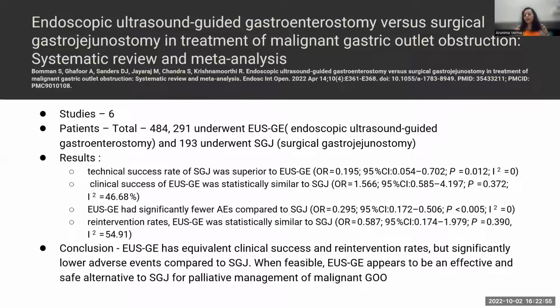found to be similar. So to conclude, it has equivalent clinical success and reintervention rates with significantly lower adverse events compared to surgical gastrojejunostomy. So when feasible, it appears to be an effective and safe alternative, especially for palliation management of gastric outlet obstruction in malignant cases.